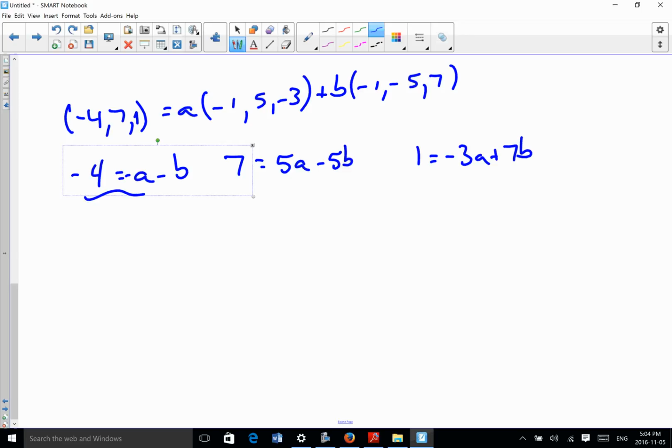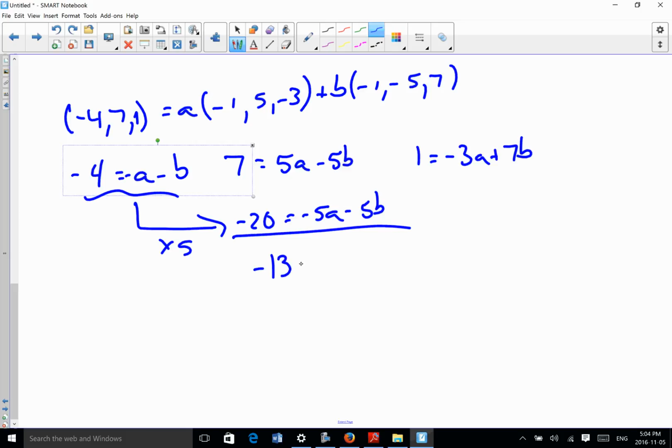Again, we'll take this equation and multiply it by 5. Negative 20 this time, negative 5a, negative 5b. We'll add again like last time. We end up with negative 13 equals negative 10b. So b is 13 over 10. Go back to the beginning. Negative a minus b.